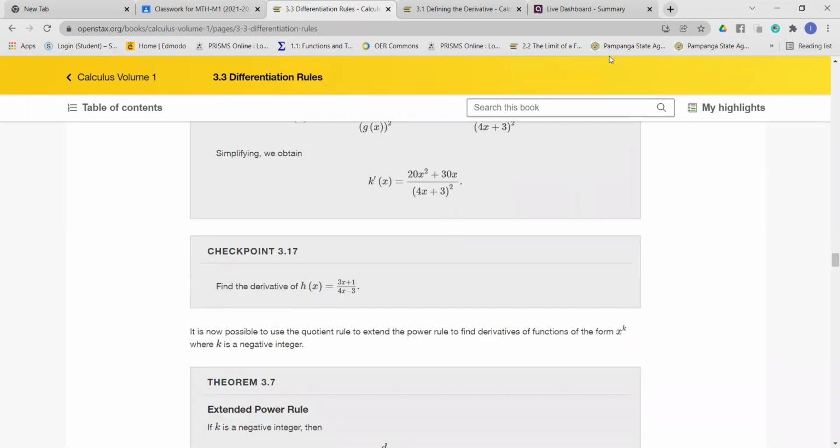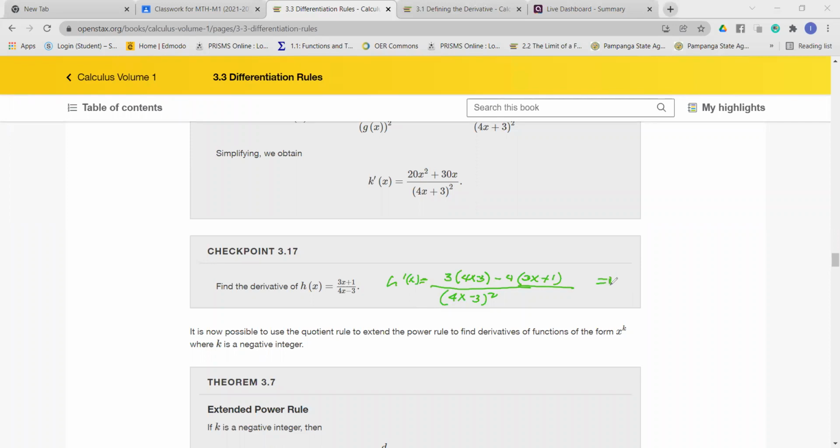Okay, checkpoint. Again, you get the square of your denominator. So h prime of x will be equal to the square of your denominator on the bottom. Then the top will be the derivative of the numerator, which is 3, multiplied to the denominator, minus the derivative of the denominator, which is 4, times the numerator. Now, if you want to expand it, that's okay.